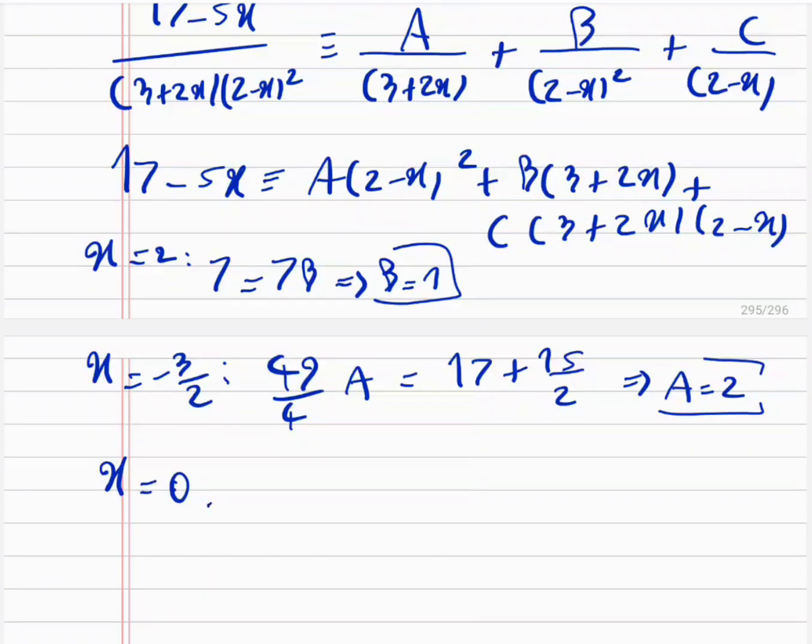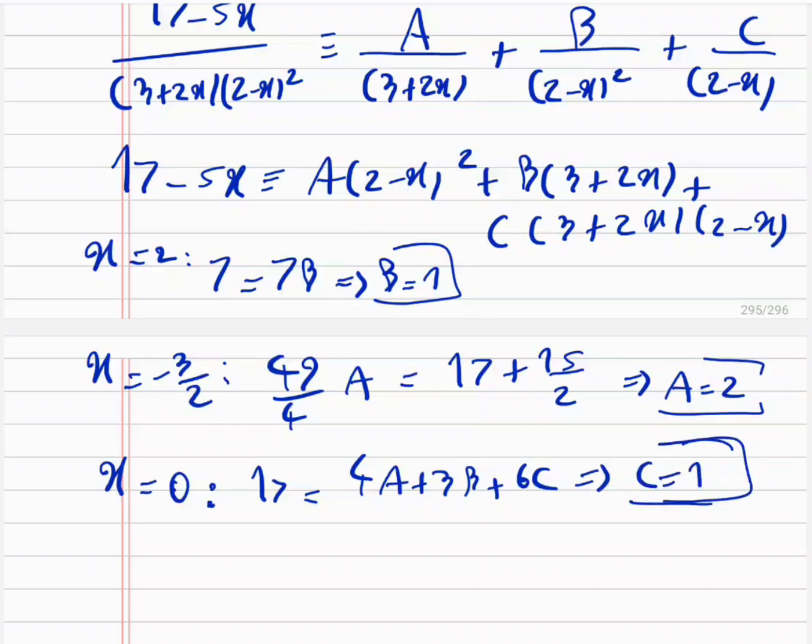Finally, when x is equal to 0, we'll have 17 is equal to 4A plus 3B plus 6C, but we already know the values of A and B, so that means C is equal to 1. The reason I chose 0 is because I wanted an equation so that I can find the value of C, and obviously 0 is a good choice because it makes the calculations easier.